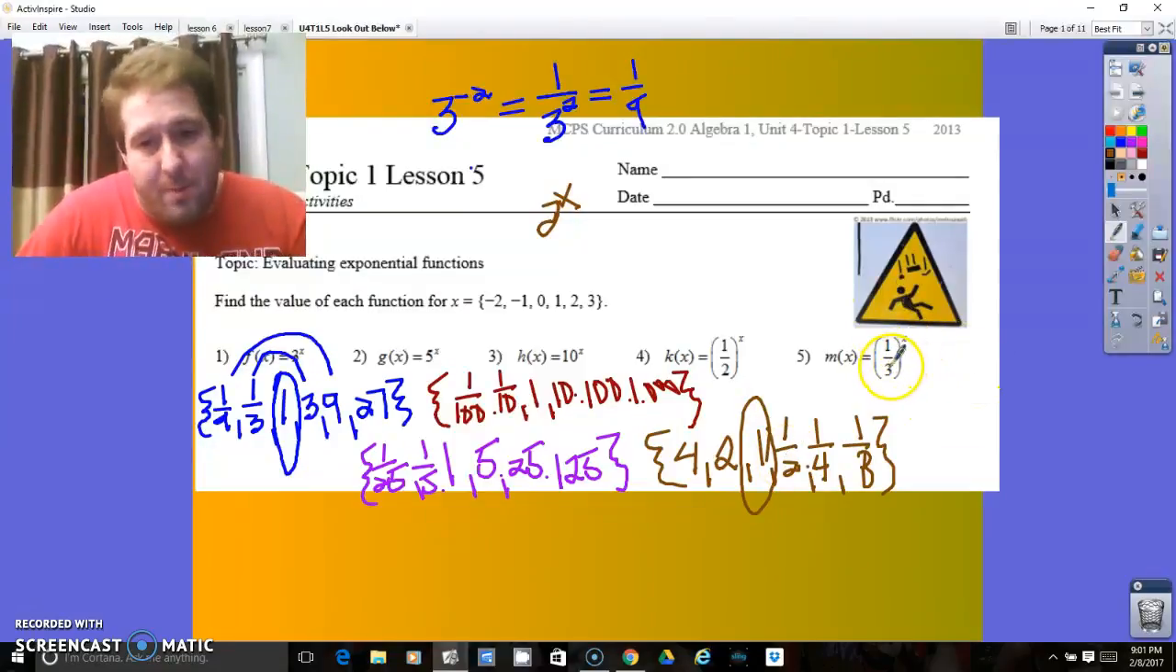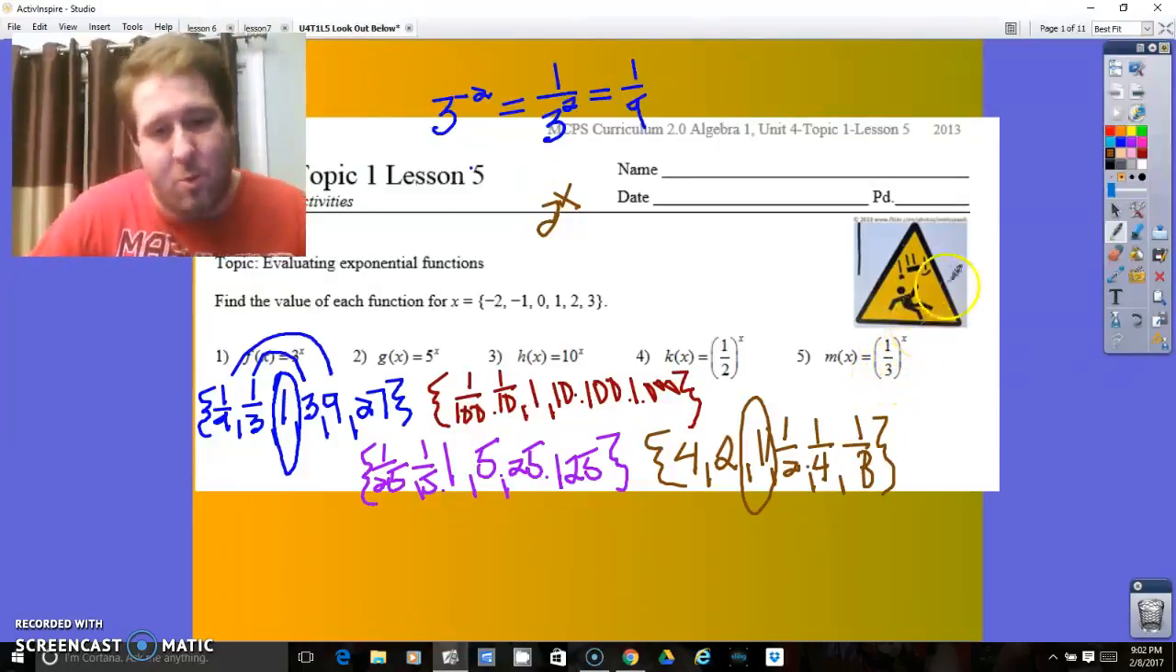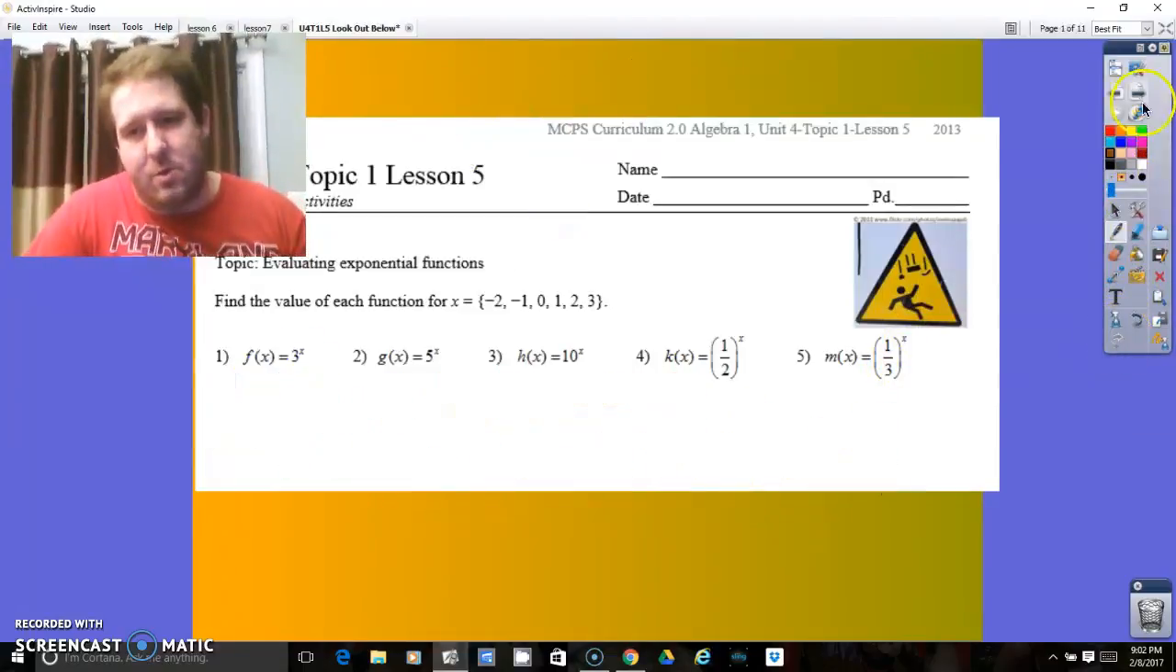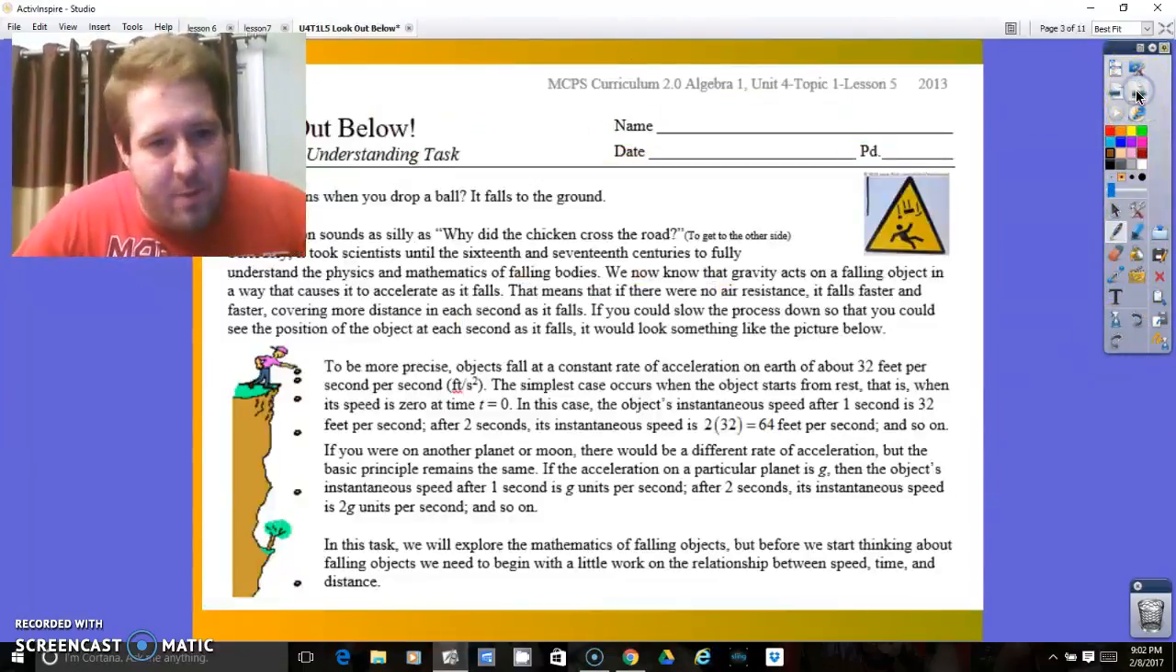1 third, the first number would have been 9, and then 3, and then 1, and then 1 third, and then 1 ninth, and then 1 27th. I just said the answer. So let's move on. Let's move on to this lesson.